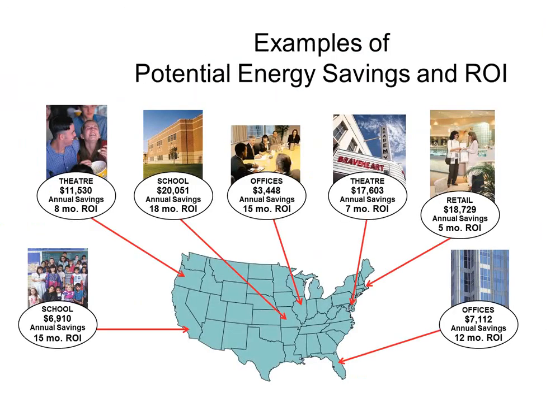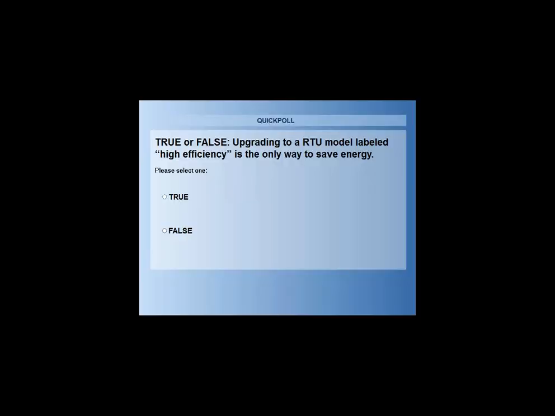All right, let's do a poll question here. We'll start off with a nice easy one. So true or false? Upgrading to an RTU model labeled high efficiency is the only way to save energy on a rooftop unit. This is the soft, easy one that hopefully you guys all get, and then we'll make the other ones a little harder. And while you guys are answering that, I'll see if you typed any questions in for me.